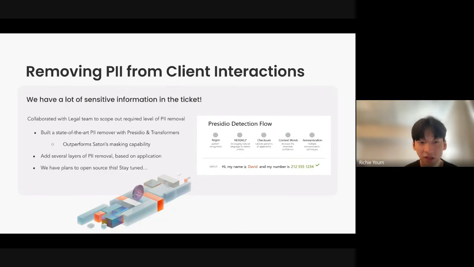And we can add several layers of PII removal. So for example, depending on the application, you might be only interested in removing the critical ones like crypto addresses or your SIN numbers. Names might not be necessary for that application. Then you might add, for example, names and addresses for some other applications. And we do have plans to open source this, so stay tuned.